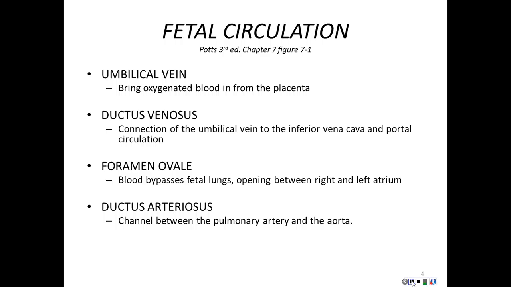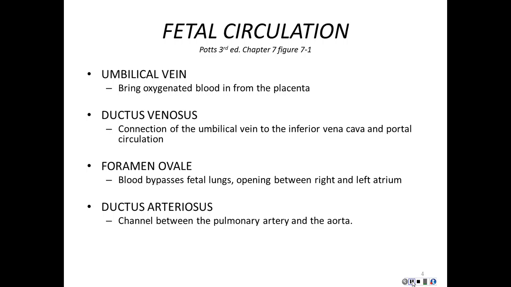There is some blood that does get into the right atrium and makes it down into the right ventricle and into the pulmonary circulation. That blood gets there and goes through the system, but then it's actually channeled back into the aorta through the ductus arteriosus, which is just a small vessel that connects the pulmonary artery to the aorta. Now, it's very important that as the child is born, these close up.